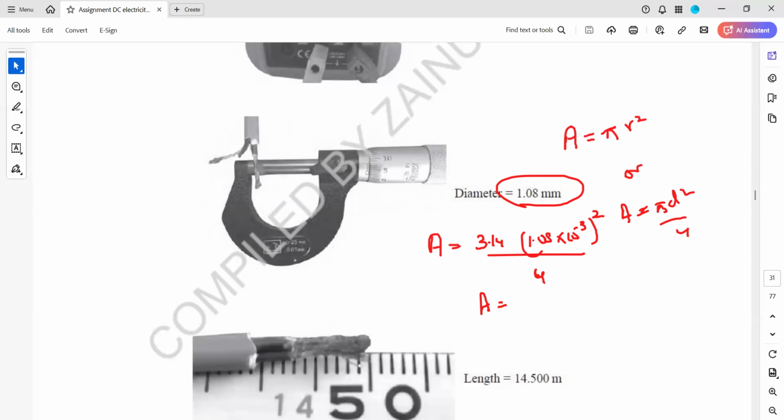9.15 exponent negative 7. 9.16, okay, 9.16 exponent negative 7. And the unit will be meter square. So 9.16 exponent negative 7, that's the cross-sectional area.